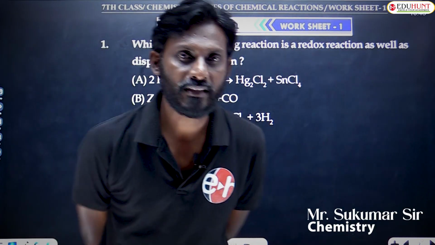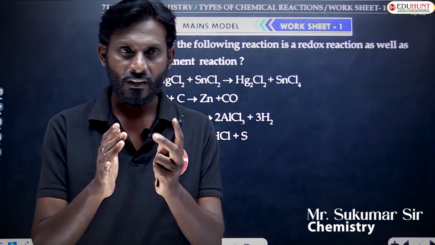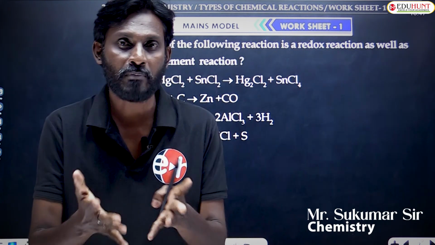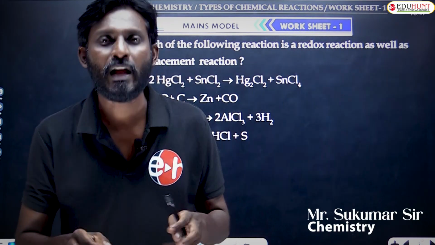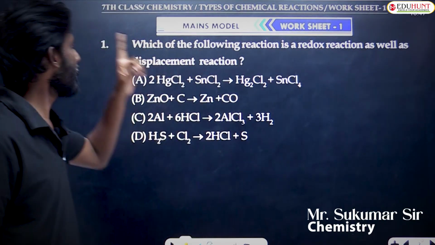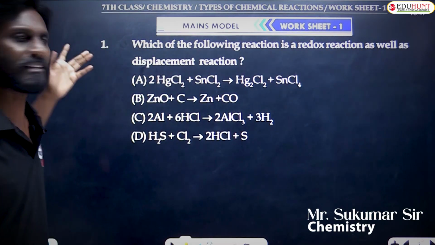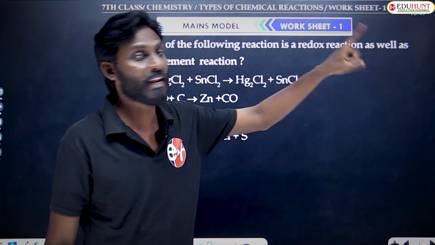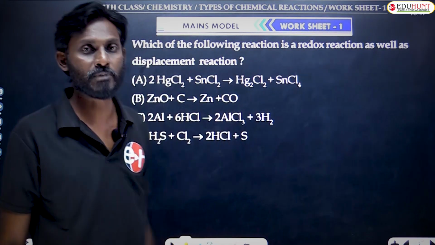Now we just completed the types of chemical reactions chapter, the theory part, and with this video I'm going to start explaining the worksheet. Okay, so worksheet number 1, mains model. Let's see question number 1. Which of the following reactions is redox as well as displacement?